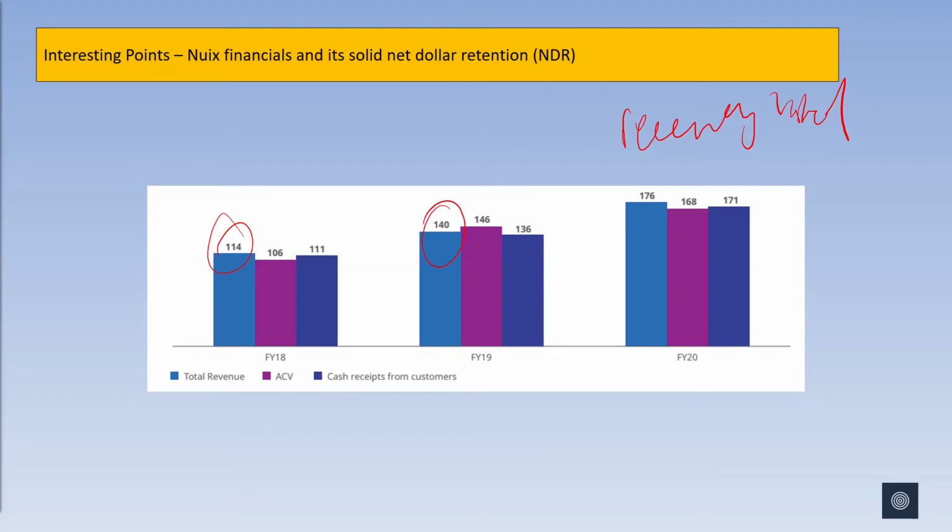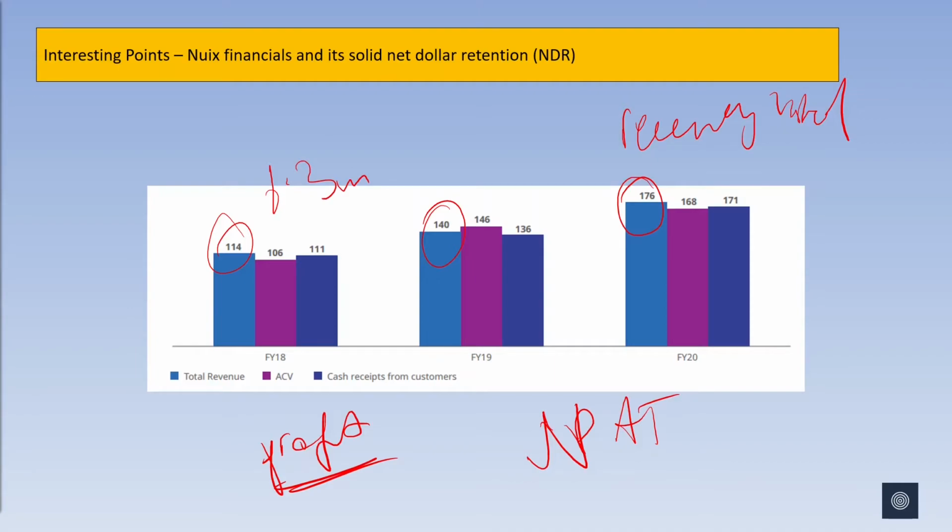And in FY 2020, it made $176 million in revenue. Further, the company is making profit. Their NPAT, which is net profit after tax, in 2018 was 6.3 million. In 2019, it was 7.4 million. And in FY 2020, it was 23.6 million.